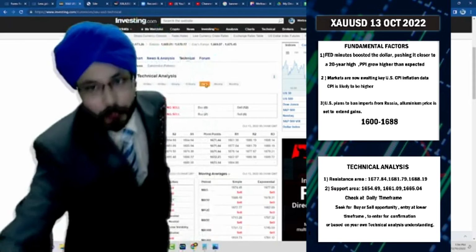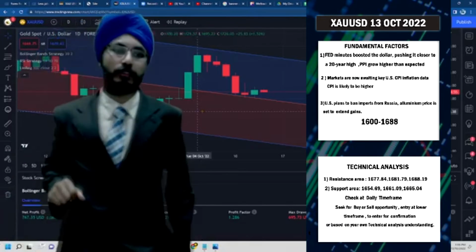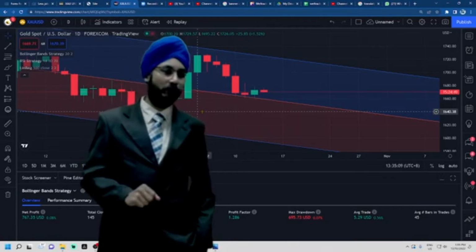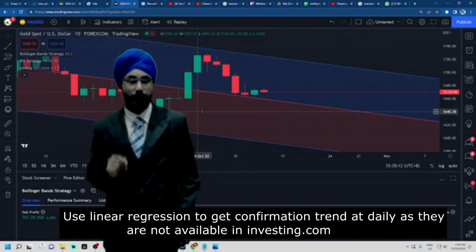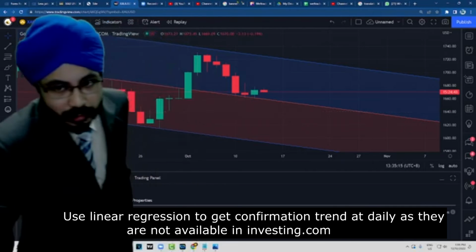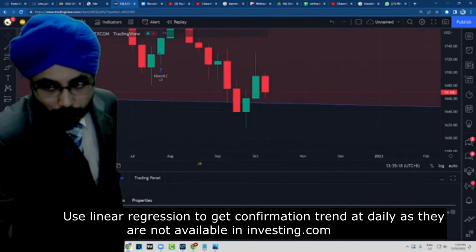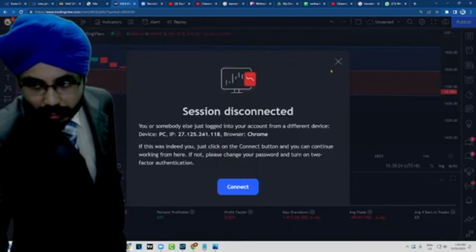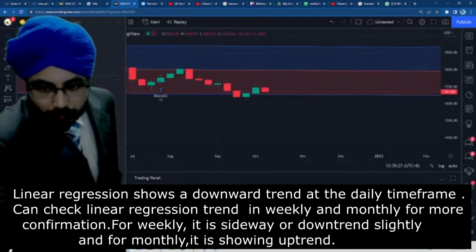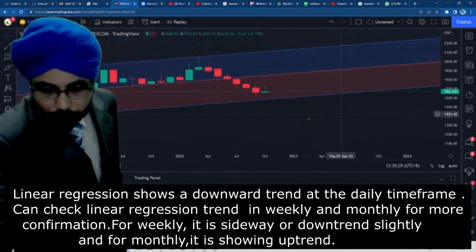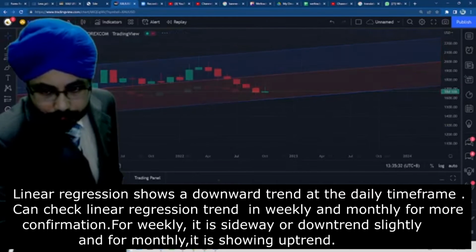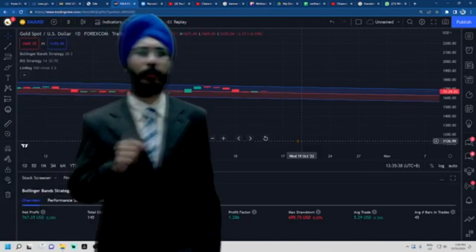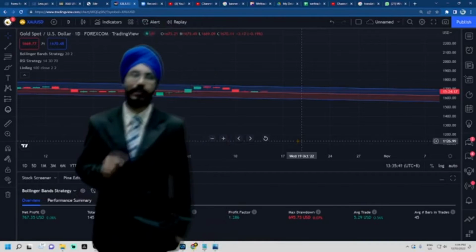However, we need more confirmation, which means we can use the linear regression, as it is not on investing.com. On the daily time frame, my linear regression is showing a downtrend. I can go and check my weekly and my monthly as well. For my weekly, it's slightly showing a downtrend, but more towards sideways. And for my monthly, I have an uptrend. I will need to confirm this more, even though I already know that I can go for a downtrend and a sell.